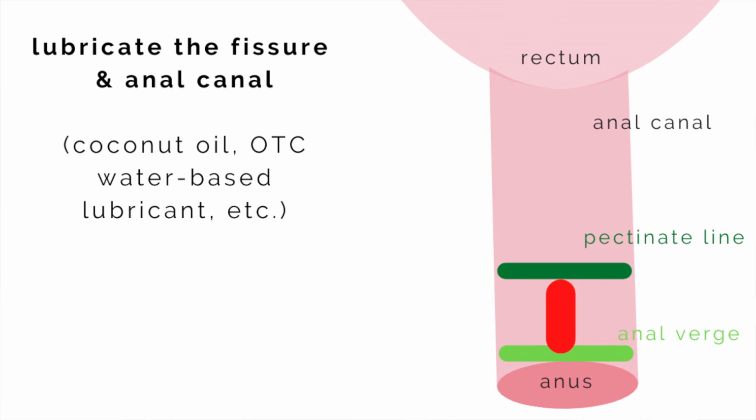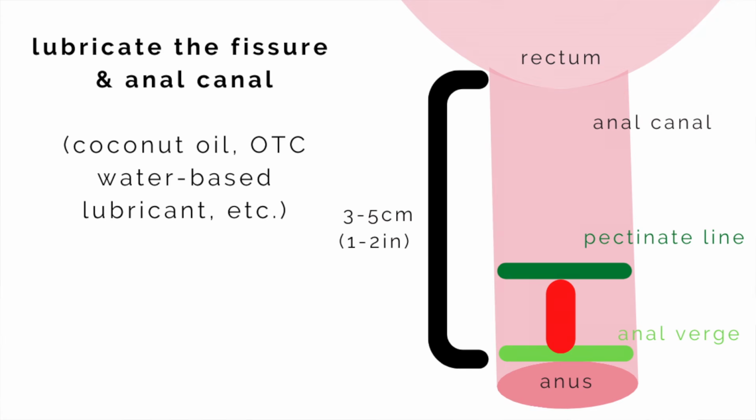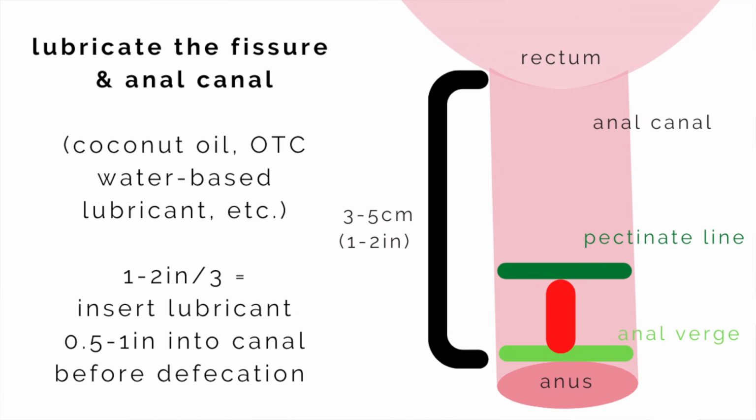Remember, anal canals are 3 to 5 centimeters or 1 to 2 inches long, and anal fissures live in the bottom third of the anal canal, so inserting your lubricant of choice a half to full inch inside of the canal before you defecate should lubricate and protect the fissure.